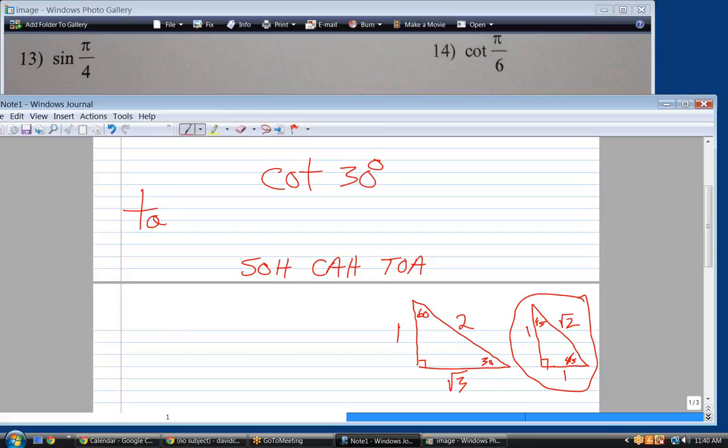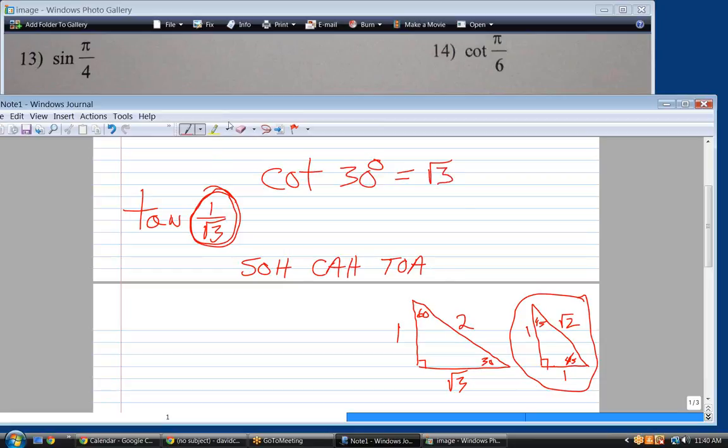So what's the tangent of 30 degrees? 1 over square root of 3. And notice that it doesn't behoove us to rationalize that, because our next step is to flip it. In other words, we're not looking for the tangent of 30 degrees, we're looking for the cotangent. So we're going to take our tangent answer and flip it.